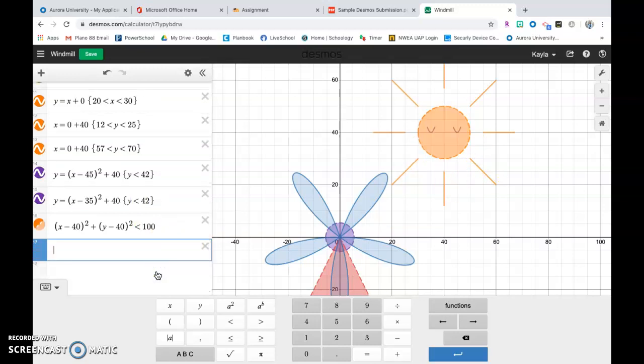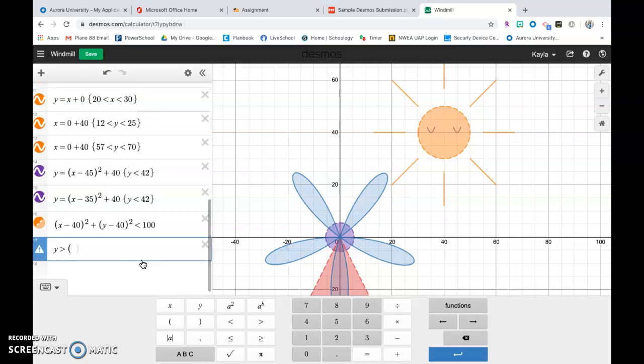So then the next thing I'm going to do is create my parabola for the mouth. I am also going to use the restricted domain in this equation as well, because I wanted the mouth to be colored in. In the example, the mouth was not colored in, and so I wanted to try and be more original.